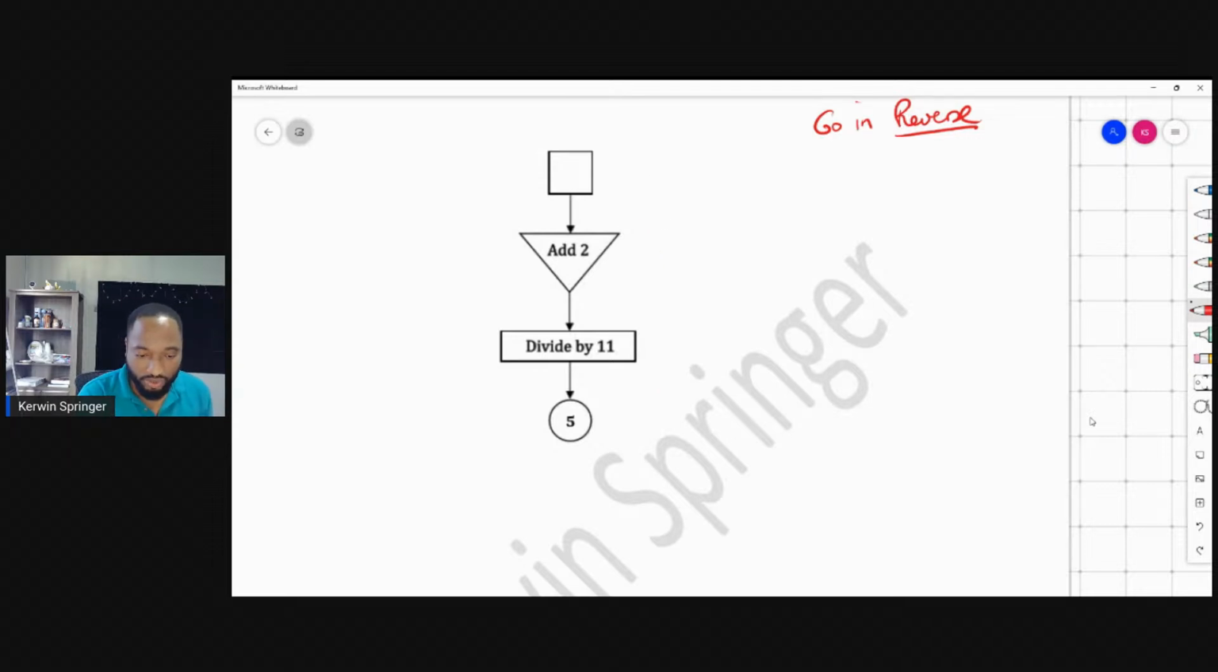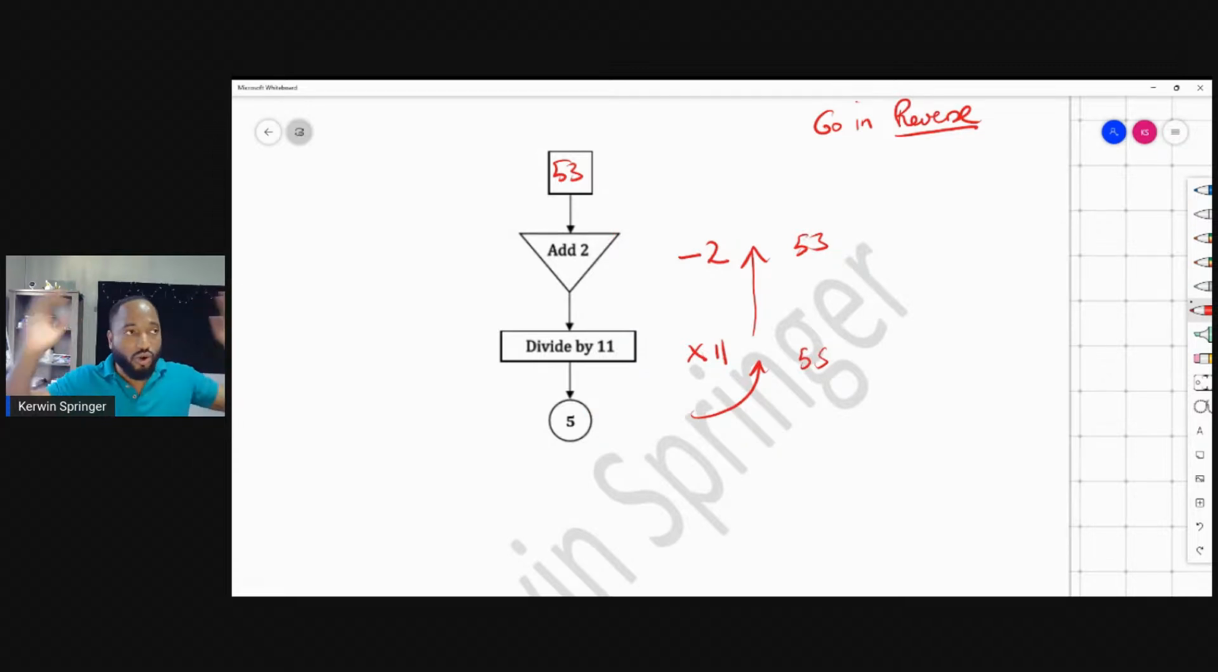So the first thing you want to do is multiply by 11, and next thing you want to do is subtract 2. So 5 multiplied by 11 is 55. Subtract 2 is 53. And let's double check. If we place 53 inside there and add 2, we get 55. Divide by 11, we get 5. Understand? Go in reverse for these questions.